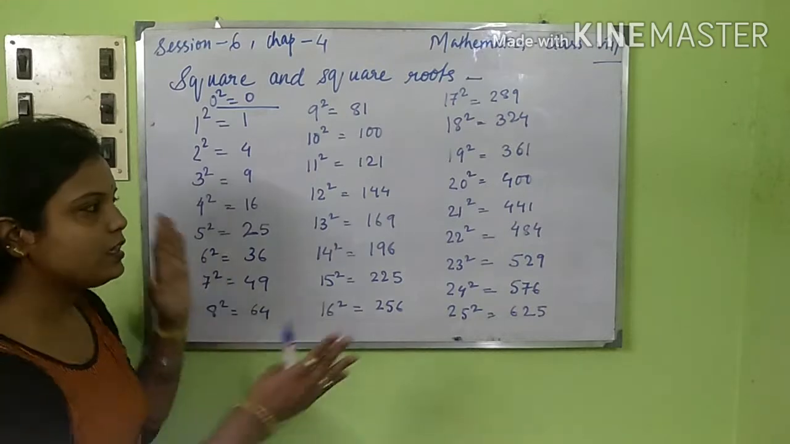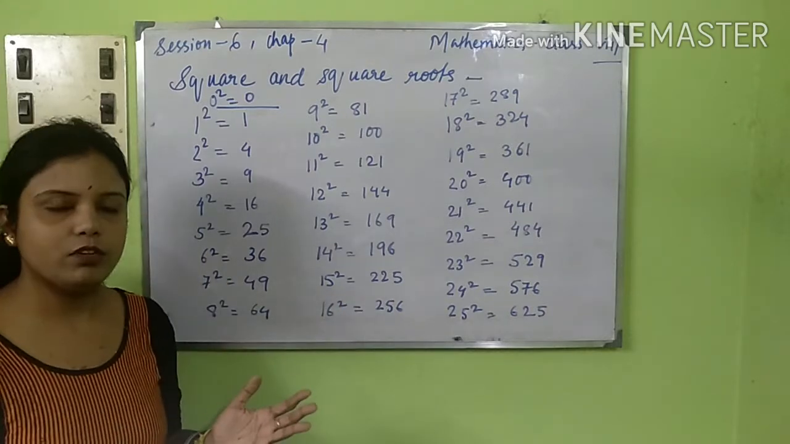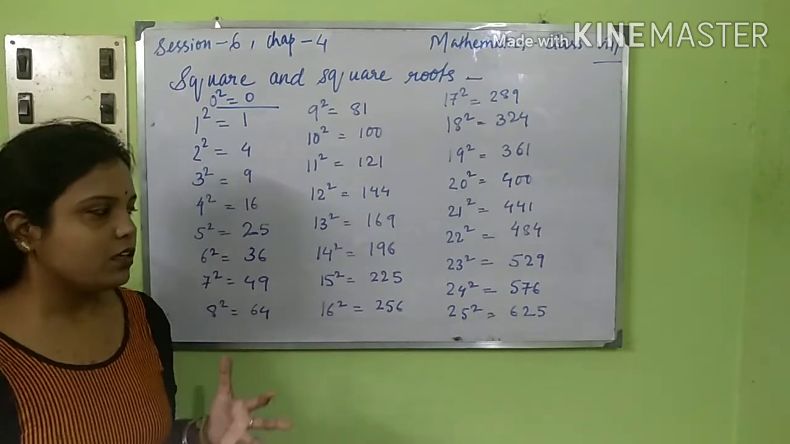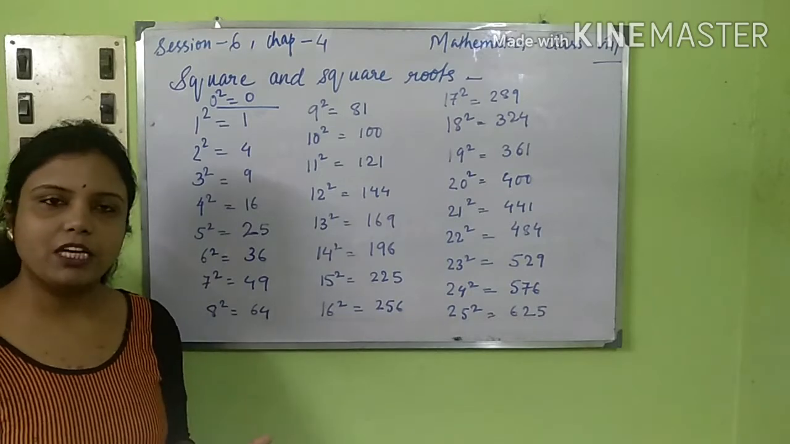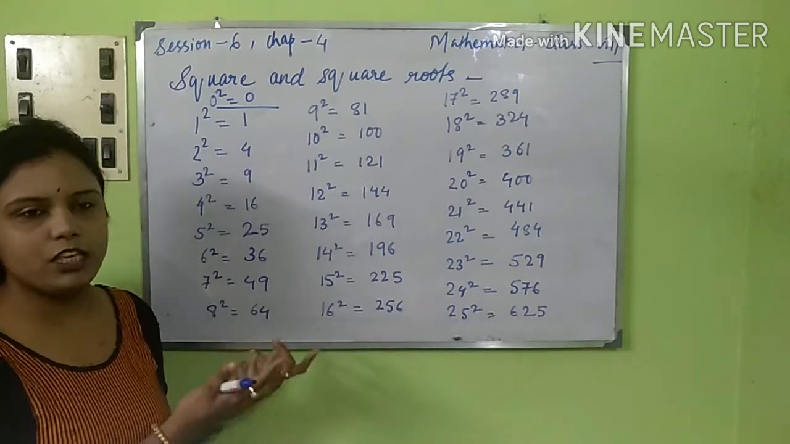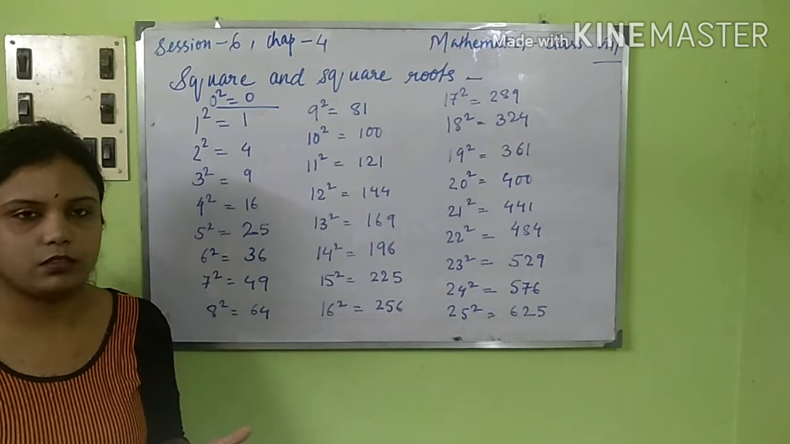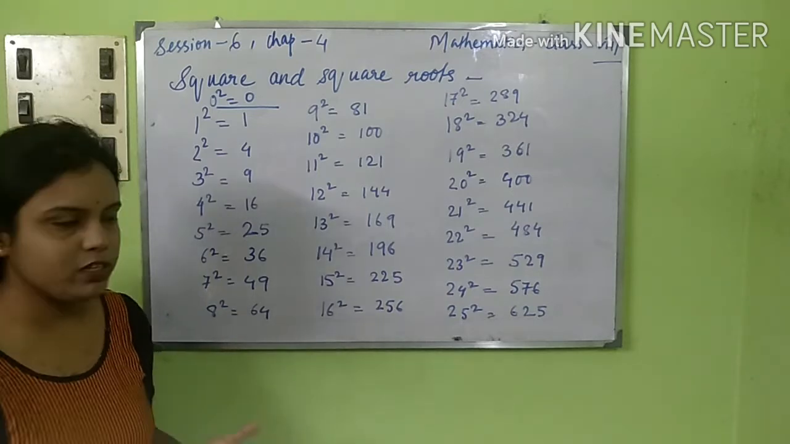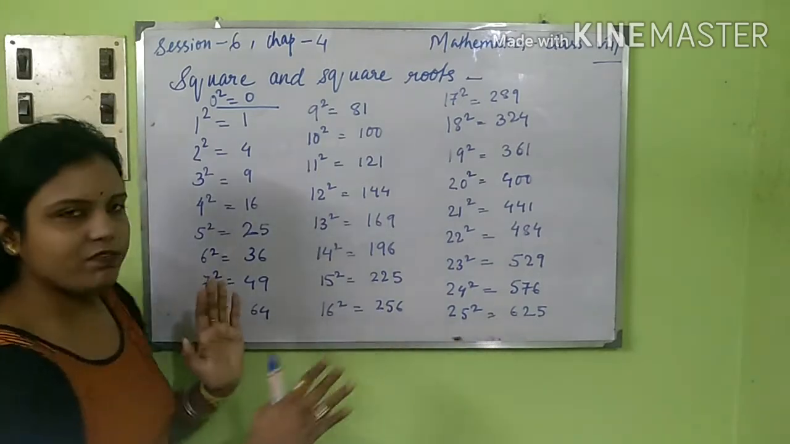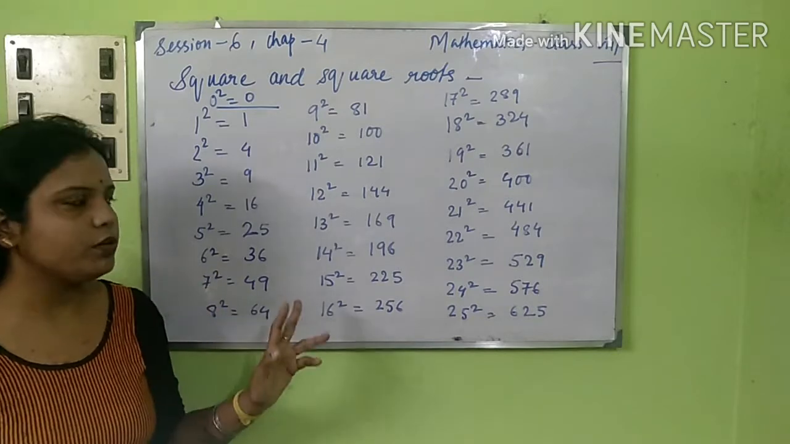So you need to learn this much. The rest of them you can find out by multiplication, or estimation, or using the square root method, the division method. We will come to that, but from 1 to 25 you should learn, because it's not only for mathematics.